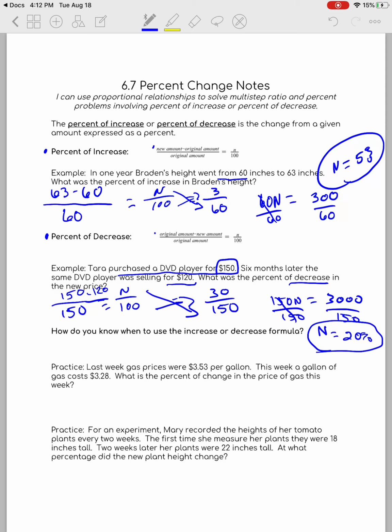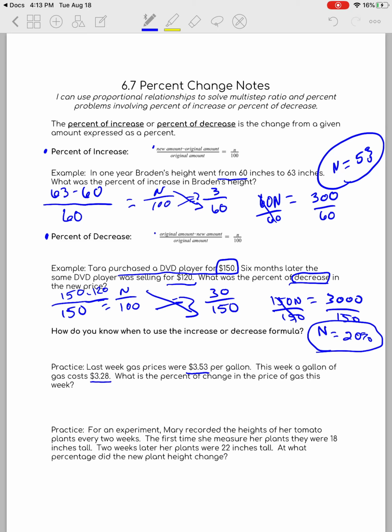So how do you know when to use an increase or a decrease formula? First off, take a look and see what's going on in the story. Look for those key words of it decreased in price, it increased in price. There can be other words as well. So just keep your eyes open. Let's look at two more examples.